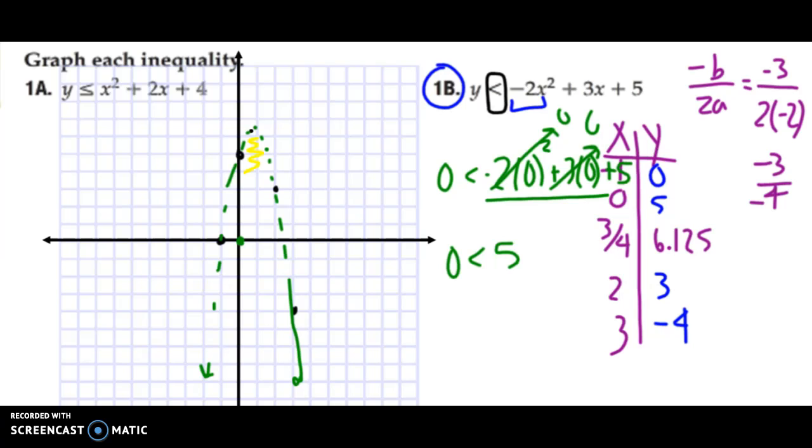So that means everything inside my parabola right here is going to be a solution. Obviously you see right there. All right, so everything inside of it is a solution.